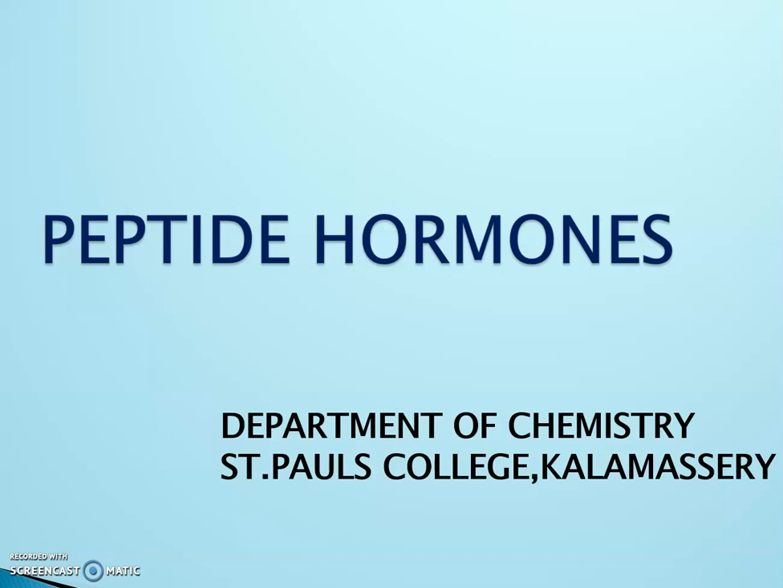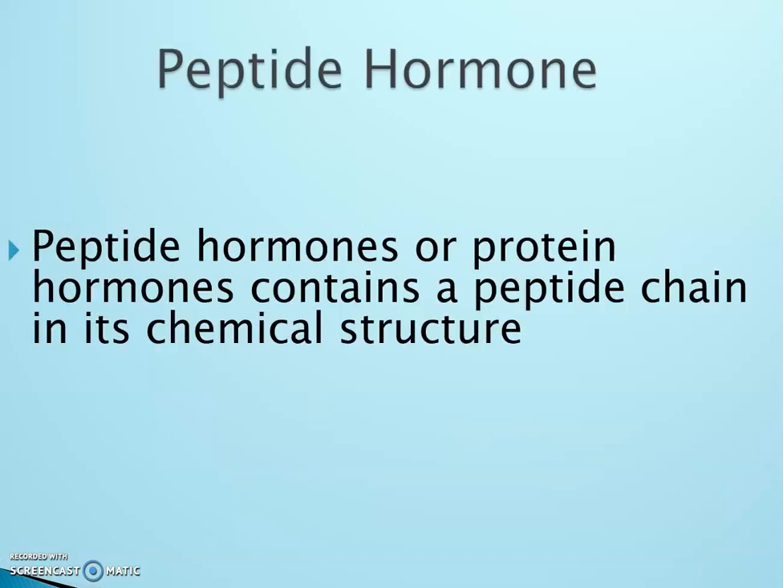The hormones are classified into three categories based on their chemical structure: steroid hormones, peptide hormones, and amine hormones. We already discussed the other types. Today we are going to discuss peptide hormones in detail. A peptide hormone is a protein hormone which contains a peptide chain in its chemical structure. All the peptide hormones contain a peptide chain in their chemical structure. That is why it is called a peptide hormone or protein hormone.